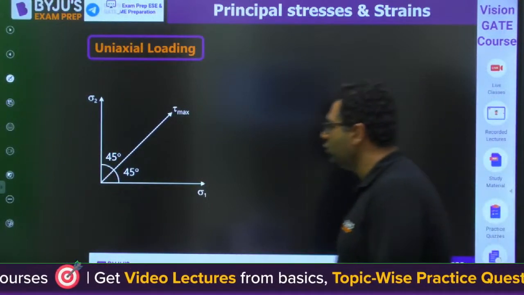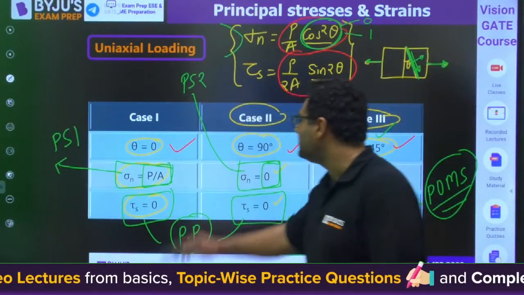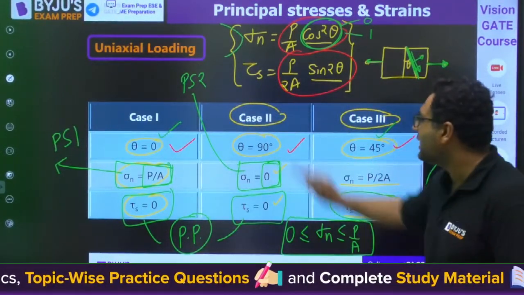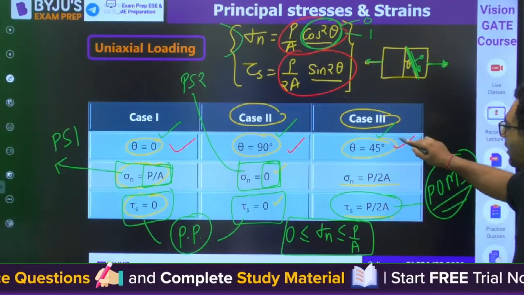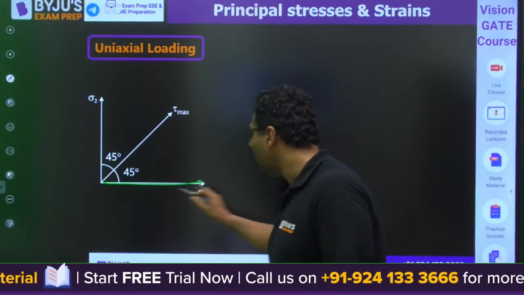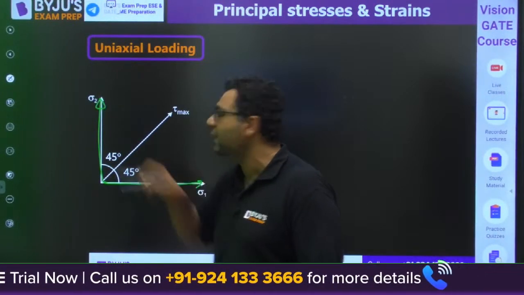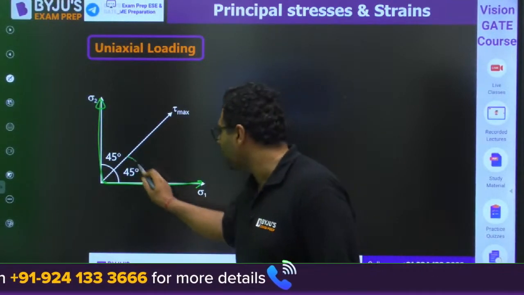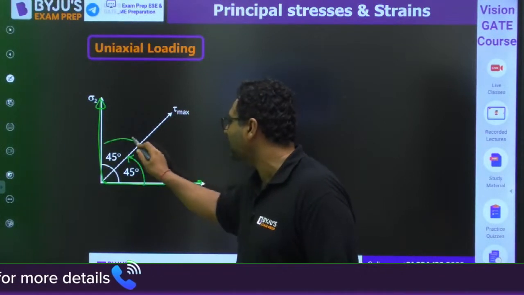So my dear, you can see that if first principal plane is at 0 degree, second principal plane is at 90 degree, third is at 45, which means that principal planes are always making an angle 90 degree to each other, and they are making 45 degree to the plane of maximum shear.